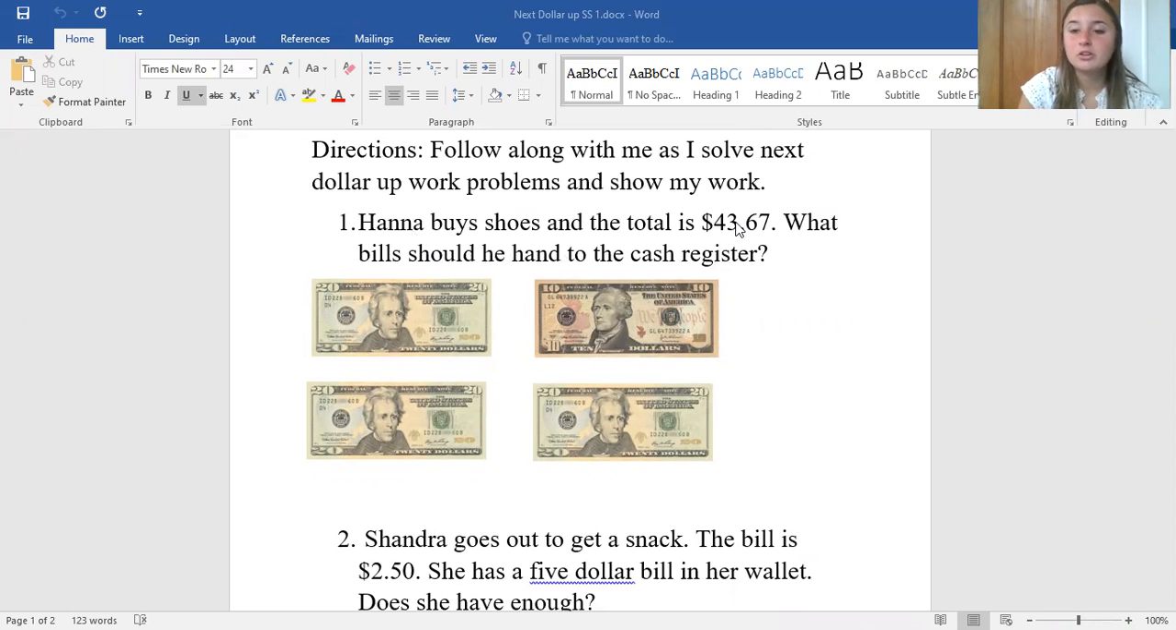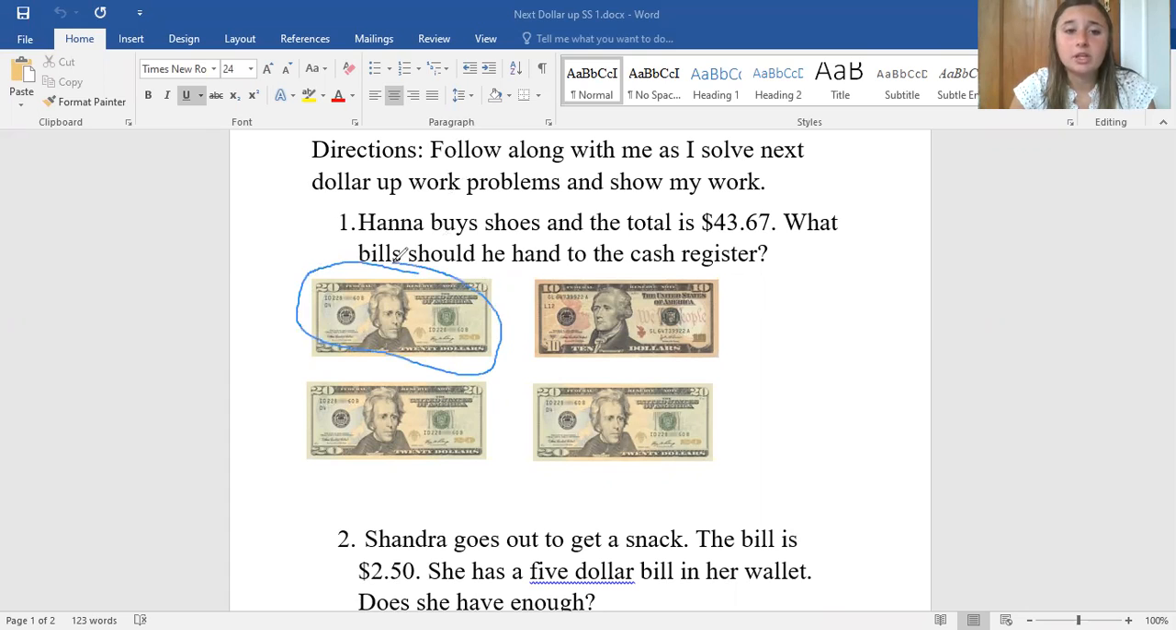Okay, so when you start with a total that's bigger than the biggest bill that you have, so the total is $43, I don't have a $50 bill in my wallet. I've got 20s, that's the biggest I've got. So then you want to circle the biggest bill that you have. If your total is more than the biggest bill you have, you always start with the biggest bill because you don't want to use every single bill that you have in your wallet. You just want to use what you need.